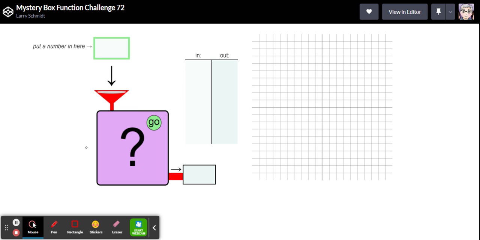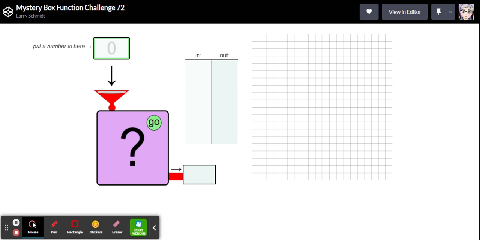In the purple mystery box there is some mystery math and your challenge is to find out what that is. You can do that by pausing the video, clicking on the link in the description and putting in as many numbers as you like in the top and see how they come out transformed at the bottom. When you've got a good guess about what's inside the mystery box, come on back and see if I get what you get. All right, let's begin.